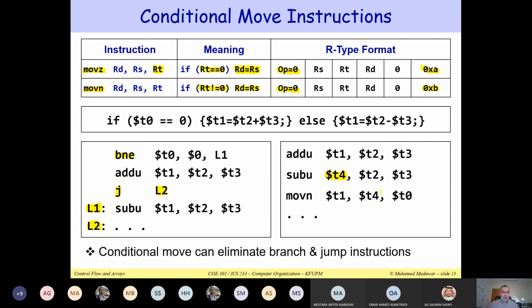And now move the value of T4 into T1 based on T0. So we copy the value of T4 into T1. The result of this subtraction that we have in T4, move it into T1 if the value of T0 is not equal to 0. So we use movn here. If it's not equal to 0, we should execute the subtraction, and therefore we copy the value of T4 into T1. So we avoided using any branch and any jump, and we have replaced them with just the conditional move. You understand the logic behind this?